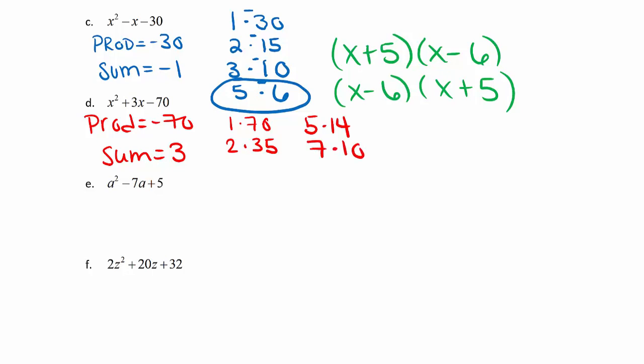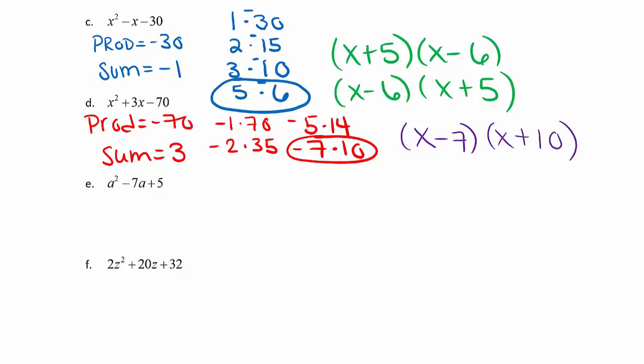Now this time I want the sum to be positive, so the smaller number has to be negative. And which of these add up to positive 3? That would be the negative 7 and the positive 10. So my final answer would be x minus 7 and x plus 10.